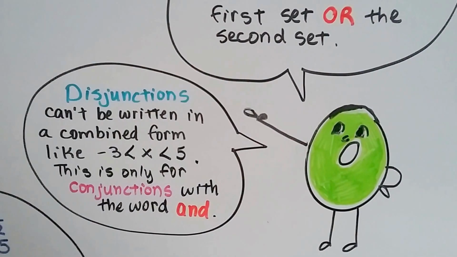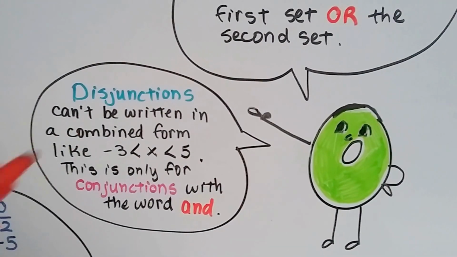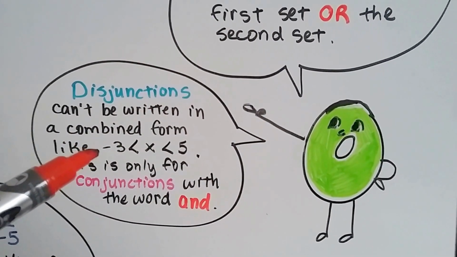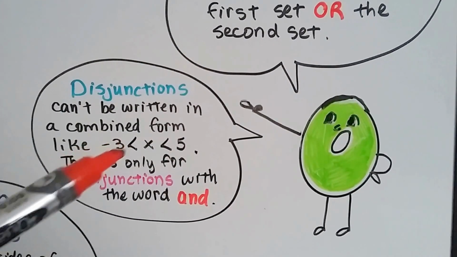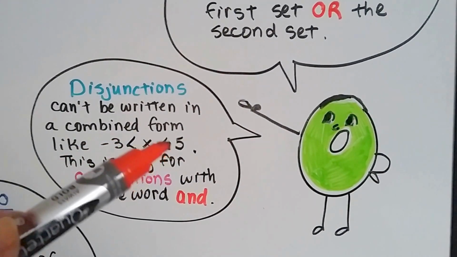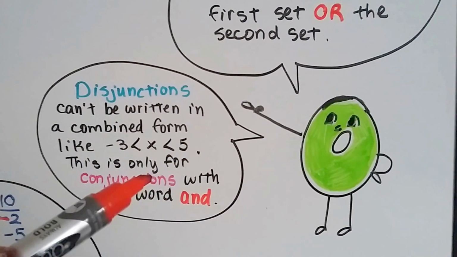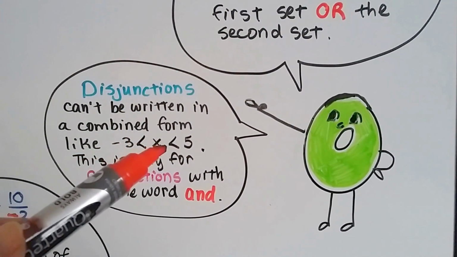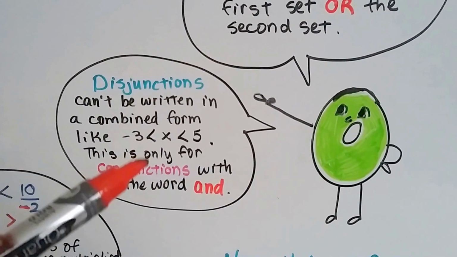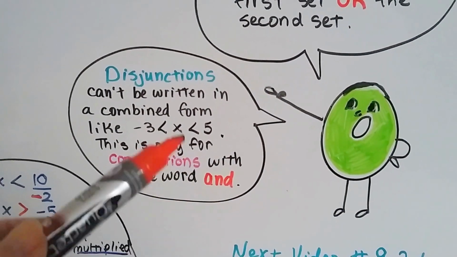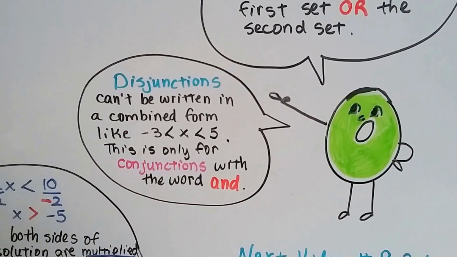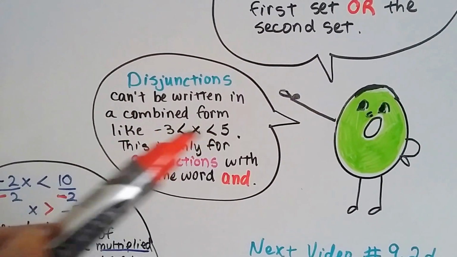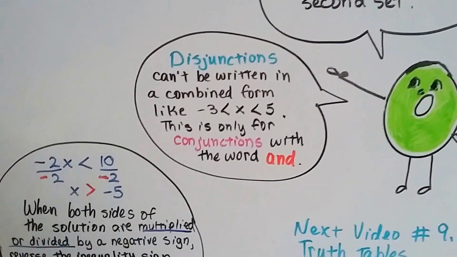And disjunctions can't be written in combined form like this conjunction. -3 is on this side, and we've got this +5 on this side, and it's read as x is greater than -3 and x is less than 5. That's only for conjunctions because of the word and. You don't do disjunctions. That's got an or, so you can't write it in the combined form like that, okay?